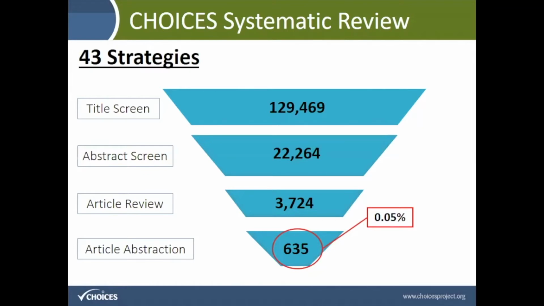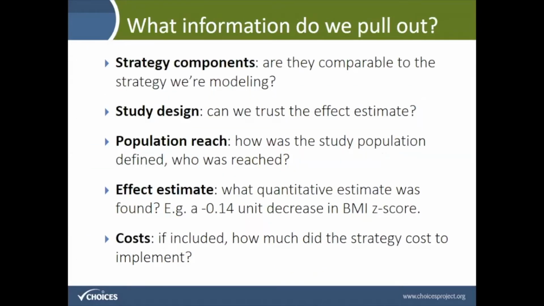And that has resulted in us pulling out 635 articles for fully pulling out data and summarizing it to be used in the model. So that's 0.05% of what we initially pulled in. So it's a very, very large process. It's a very onerous process, but it is what we have to do to find the best evidence out there, and makes us pretty confident that what we found is the most appropriate evidence we can be using for the model. So once we have those 635 studies at 0.05%, what information do we pull out?